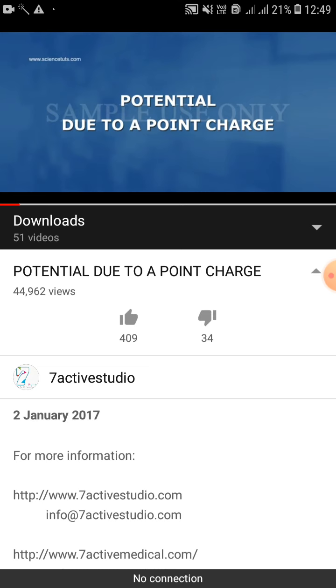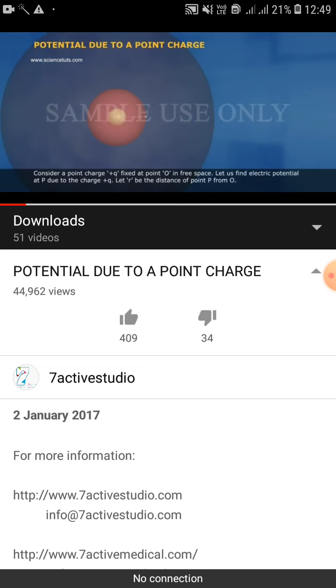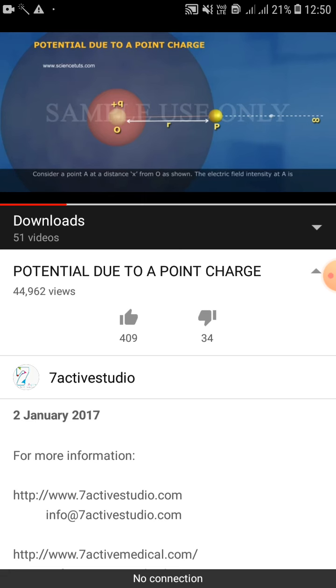Potential due to a point charge. Consider a point charge plus Q fixed at point O in free space. Let us find the electric potential at P due to the charge plus Q. Let R be the distance of point P from O. Consider a point A at a distance x from O as shown. The electric field intensity at A is E is equal to 1 by 4 pi epsilon naught Q by x square away from O.